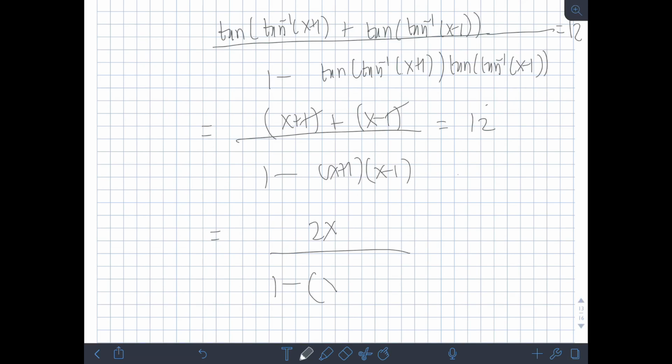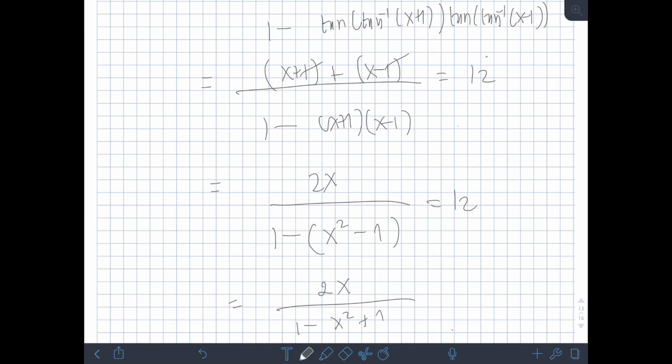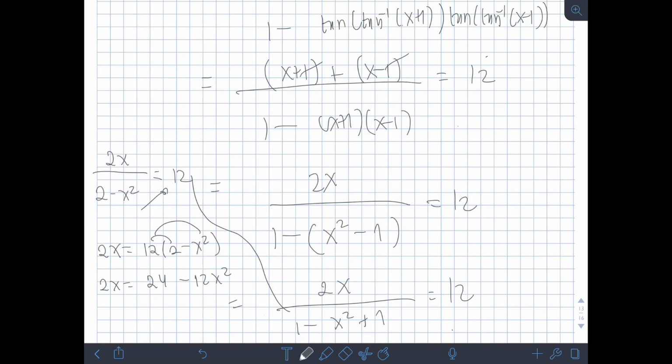So, we have x squared minus 1 lang yan, di ba? Equals 12. So, we have 2x over 1 minus x squared plus 1, equals 12. So, dito ko tuloy, 2x over 1 plus 1 is 2. So, 2 minus x squared equals 12. So, cross-multiply natin. So, 2x is equal to 12 times 2 minus x squared. So, we have 2x is equal to 24, distribute, minus 12x squared. So, we have, transpose ko dito yung 12x squared plus 2x and then yung 24 minus 24 equals 0.